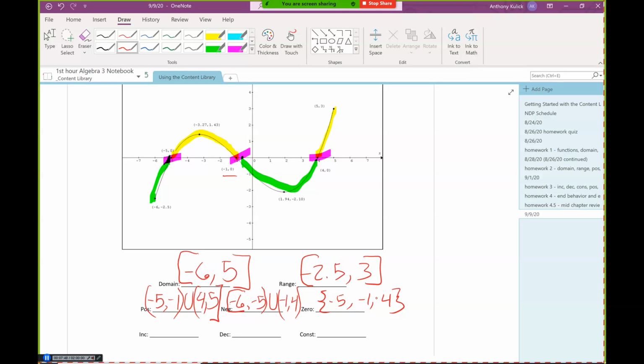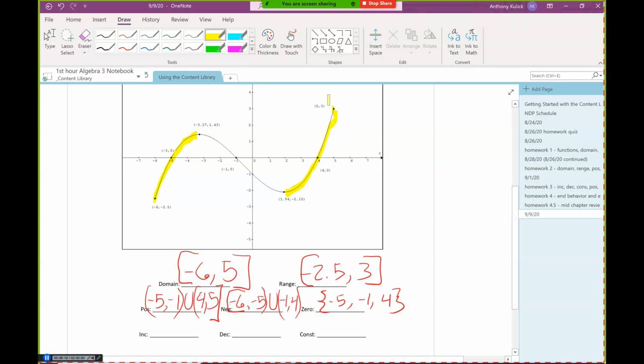Is that okay so far, Joe? Yeah. Okay. So now I'll erase all this stuff, and now we're going to talk about increasing, decreasing, and constant. So increasing is where you're walking uphill along the graph. So we always talk about increasing, decreasing, and constant, moving from left to right across the graph, just like you read. So if I look at the uphill parts of the graph, that part is uphill. And then that part is uphill.